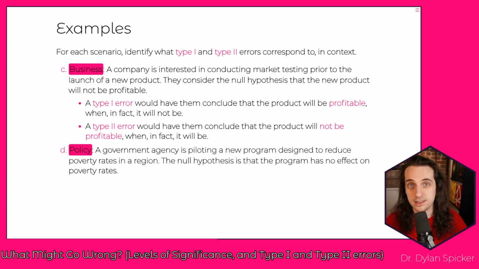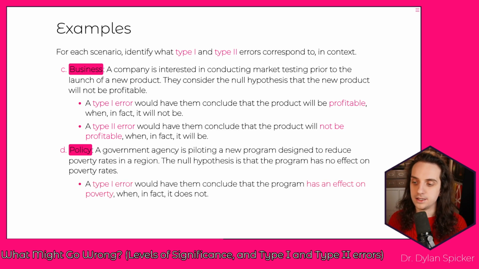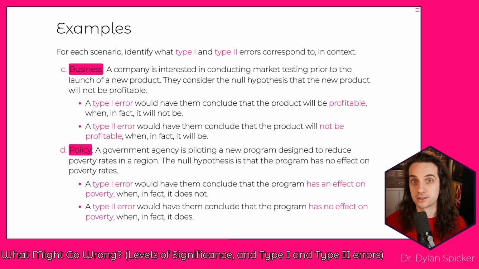One last example here. A government agency is piloting a new program designed to reduce poverty rates in a region. The null hypothesis is that the program has no effect on poverty rates. So again, a type 1 error is going to be if we reject that null hypothesis. So we conclude that there is an effect on poverty rates when in fact there is not one. Right? So if we conclude that it has an effect, but there isn't, that's a type 1. It's a false positive. The type 2 error is going to have us conclude that there is no effect when in fact there actually is some positive effect, right?